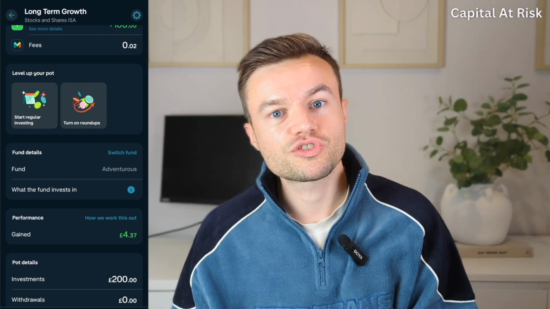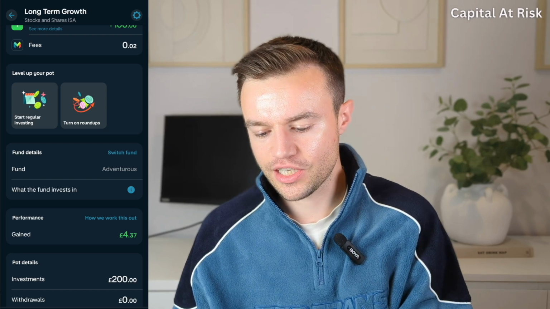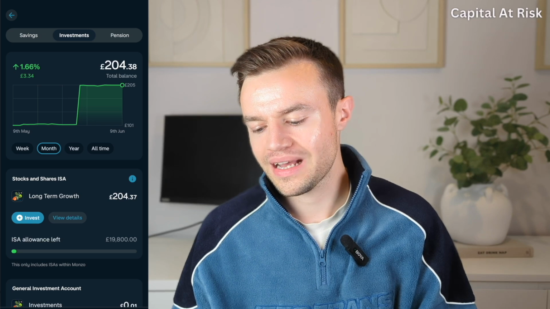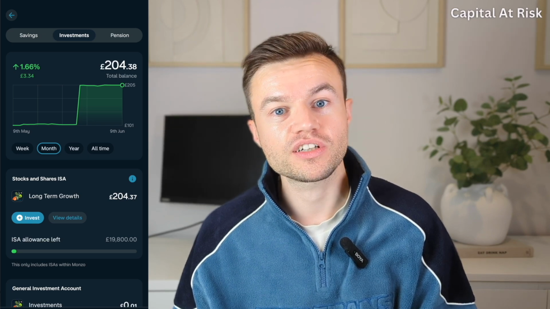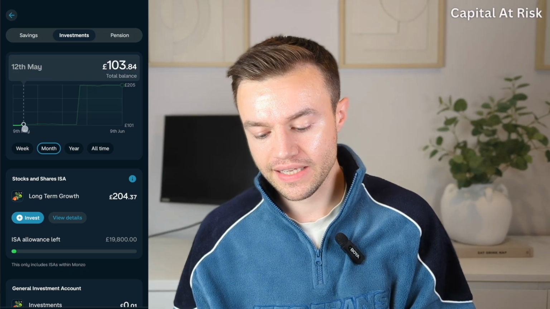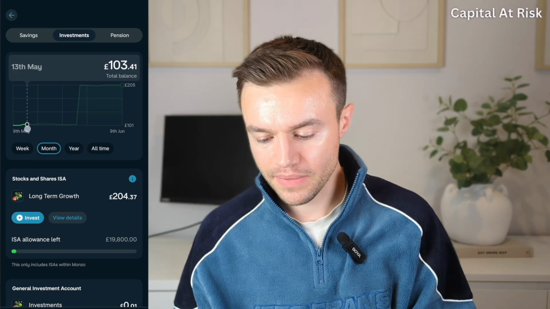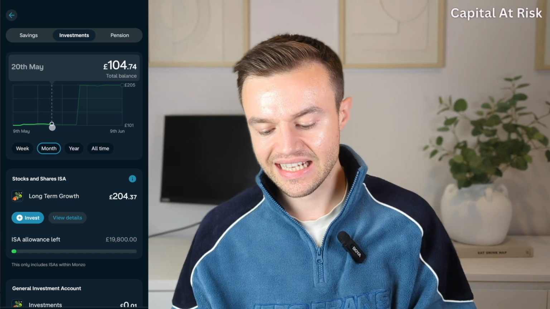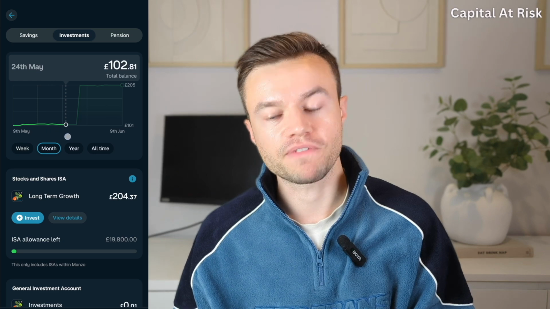Nonetheless, coming back to this month's performance, if we go back to the main screen, we can use the graph here to talk through how the portfolio's performance evolved over the past month. We can see that for much of May, for the beginning and the middle of May, my portfolio hovered around £103, £104. Then came my regular £100 monthly deposit.